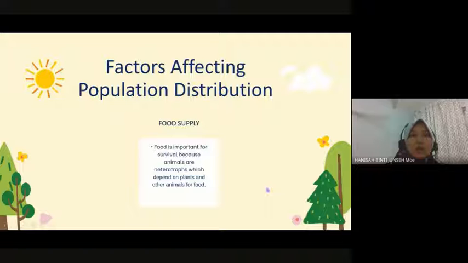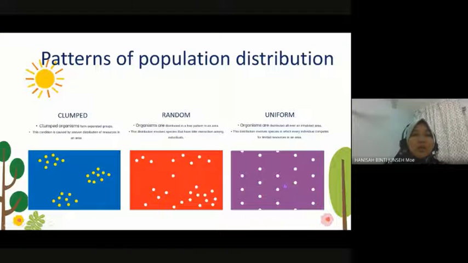All right, so next, now we go to the second learning standard that we are going to achieve, which is about the patterns of population distribution. There are three of them. The first one is clumped. Clumped organisms will form separated groups. This condition is caused by uneven distribution of resources in an area.